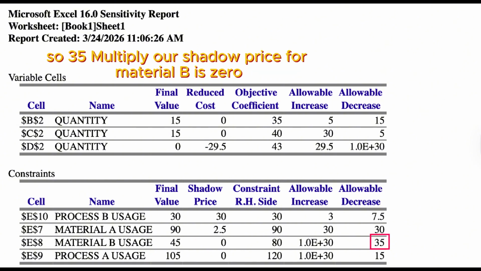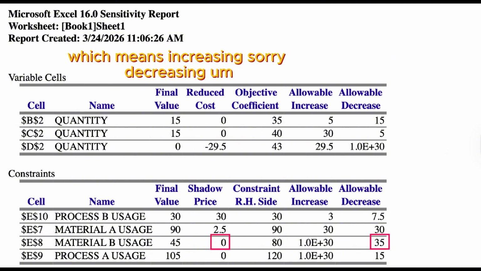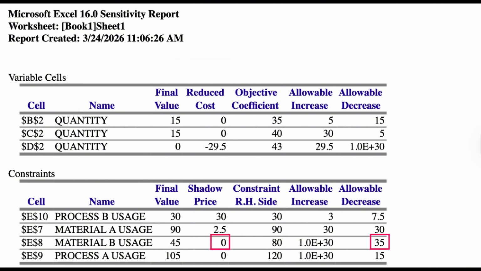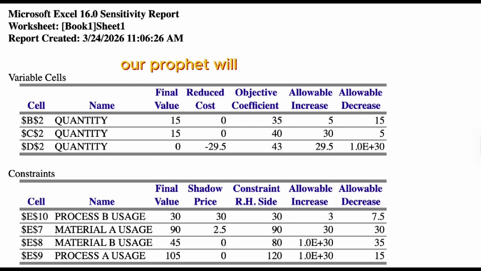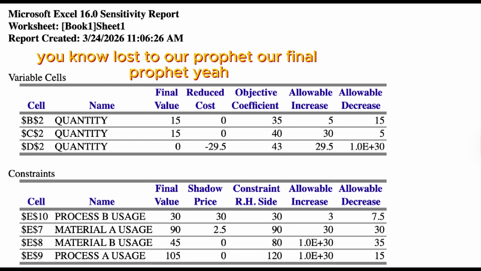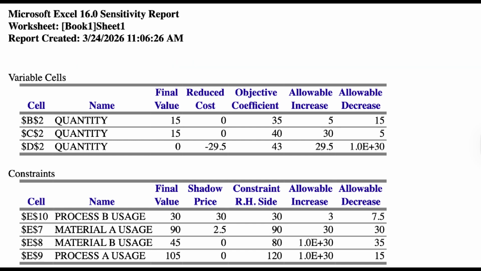So 35 multiplying our shadow price for material B, which is 0. So we multiply 35 by 0, then you're going to get 0, which means decreasing material B will yield no loss to our profit, our final profit. So that is it for the allowable decrease.